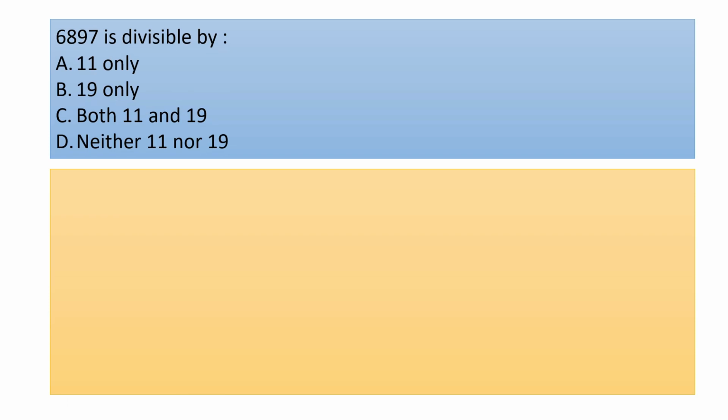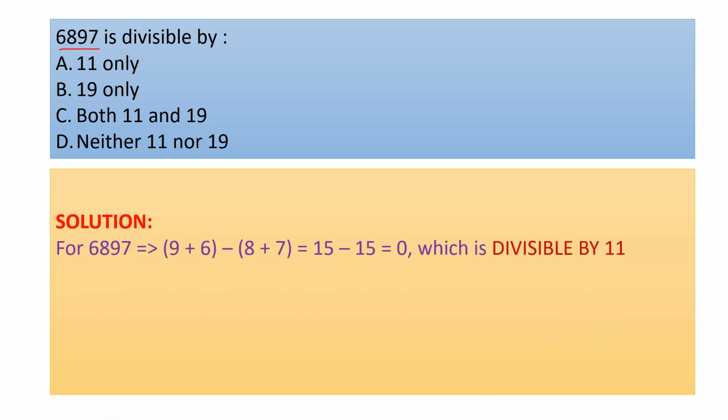Let's move on to the third problem. The third problem is: 6897 is divisible by, and the options are 11 only, 19 only, both 11 and 19, and neither 11 nor 19. So we have to see whether 6897 is divisible by 11 or 19, or it is divisible by both, or it is not divisible by either 11 or 19. Let's move on to the solution.